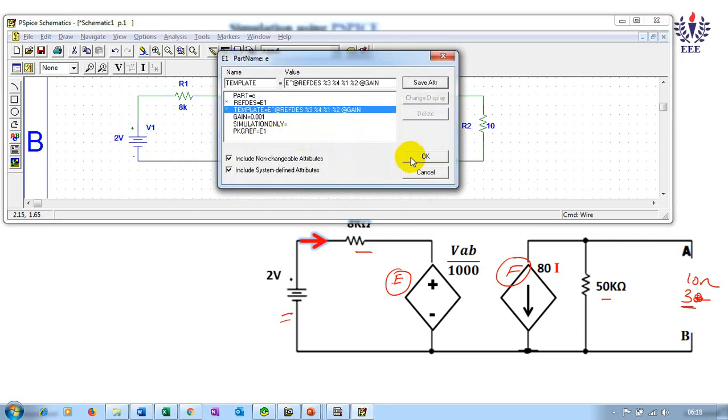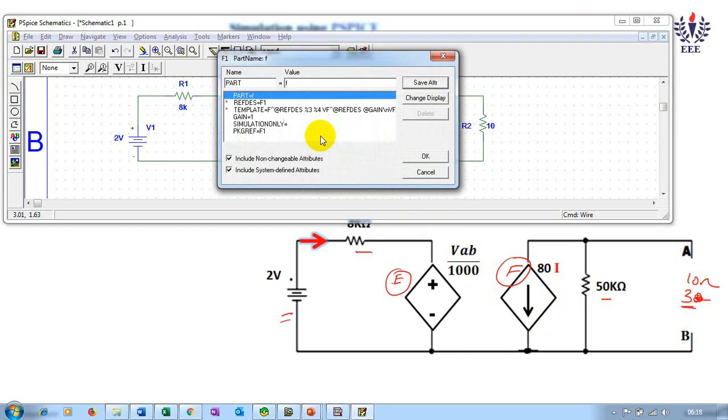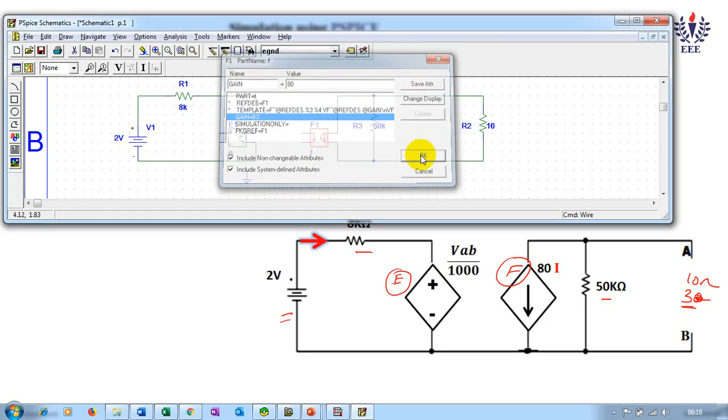So substitute, just recheck whether you have done that. Yes, we have done that. Next, what's your gain for your current dependent current source? The gain is 80. So double click on your current dependent current source, the gain by default is 1, revalue that to 80. Click on enter or save attribute and then OK.